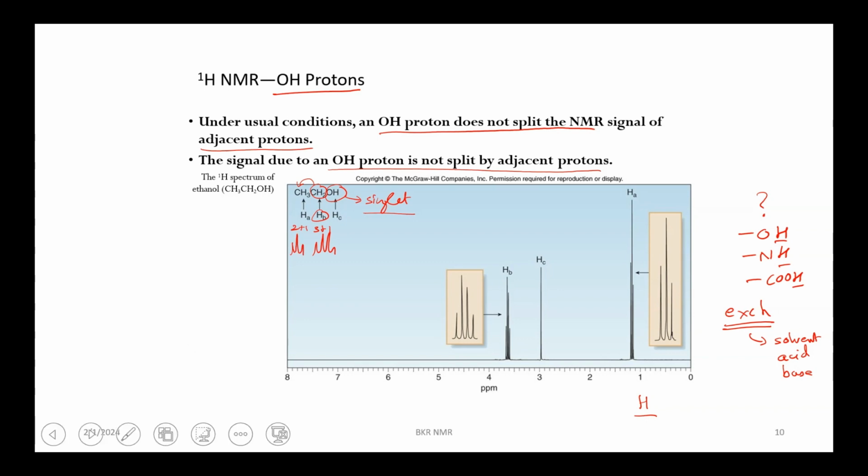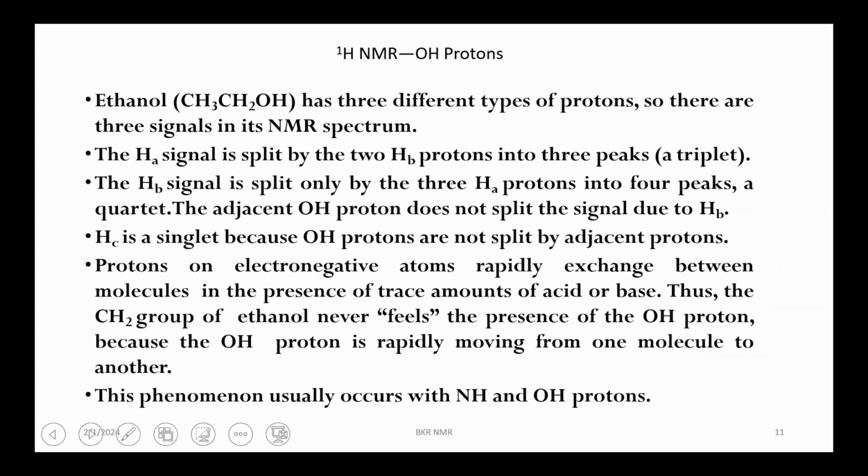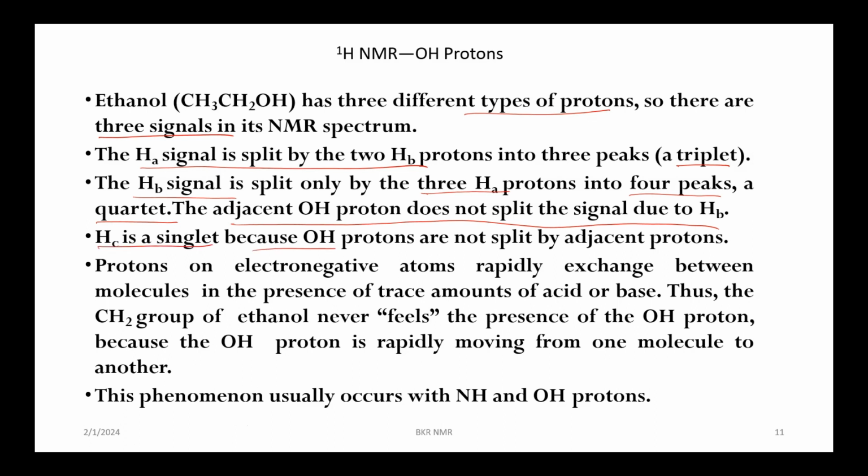Is that okay? So ethanol has 3 different types of protons, so there are 3 signals. The A proton is split by 2 B protons into 3 peaks, that's a triplet. And the B signal is split by 3 A protons into 4 peaks, it's a quartet. The adjacent OH proton does not split the signal of HB, nor is it split by the presence of HB. So HC is a singlet because OH protons are not split by the adjacent protons.